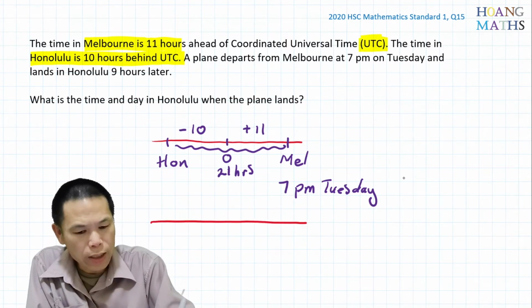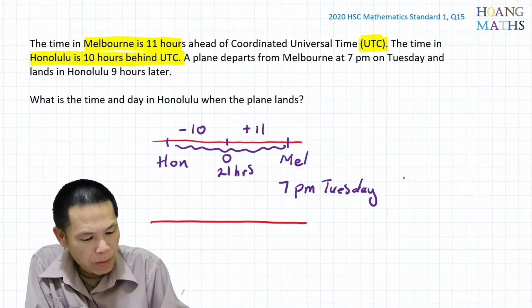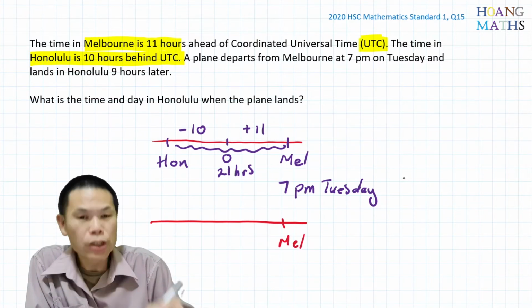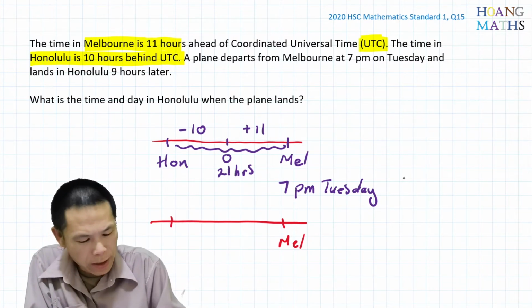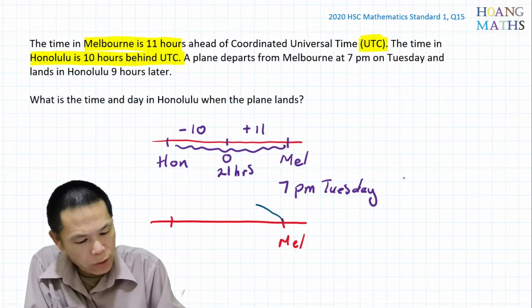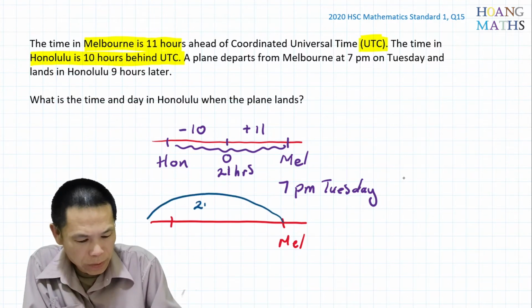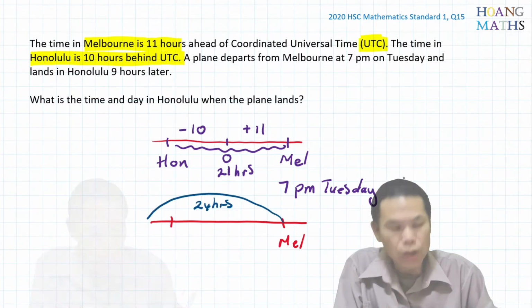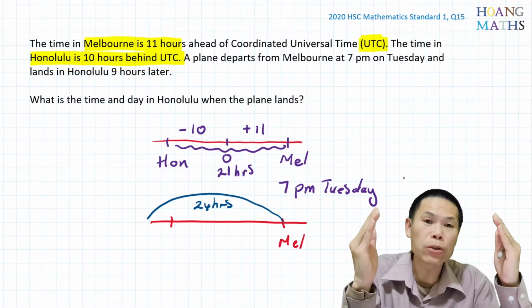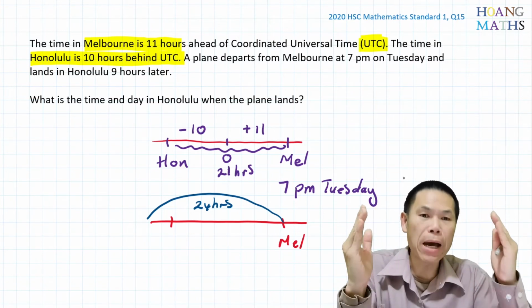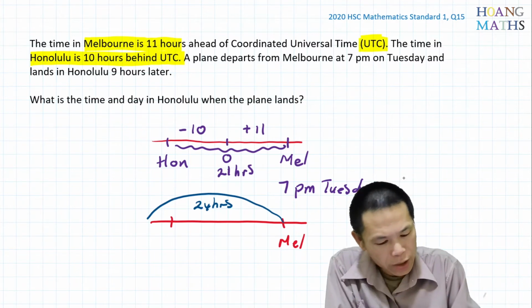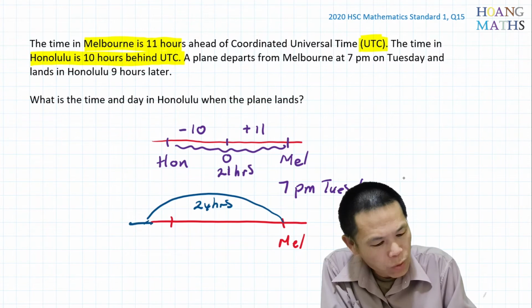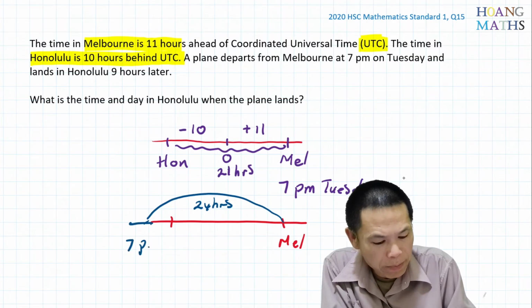So we know that when it's 11 p.m. in Melbourne, we need to go back 21 hours. The easiest way is we go back all the way 24 hours. So this means if we go back to 7 p.m. Monday, because we're going back 24 hours, the whole day, okay? So this one here will give me 7 p.m.